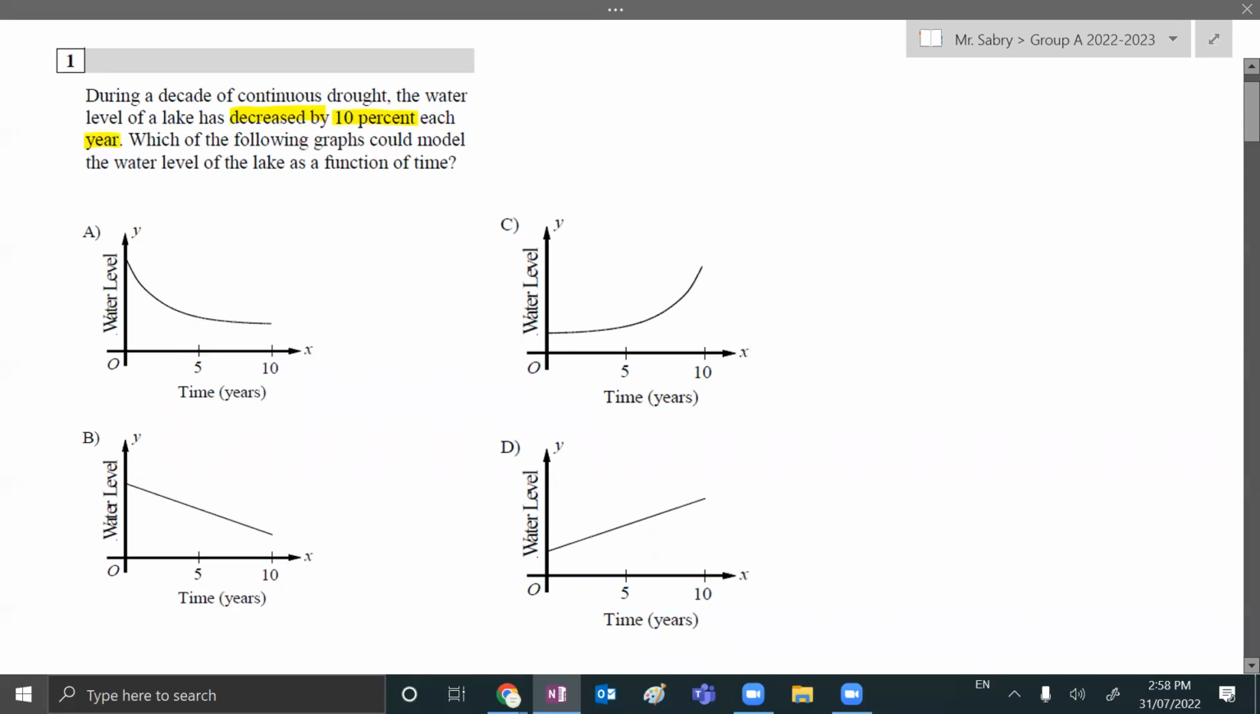I'm sorry, Muhammad, I just saw this message. Half-life is decay? Yes, half-life is definitely decay.